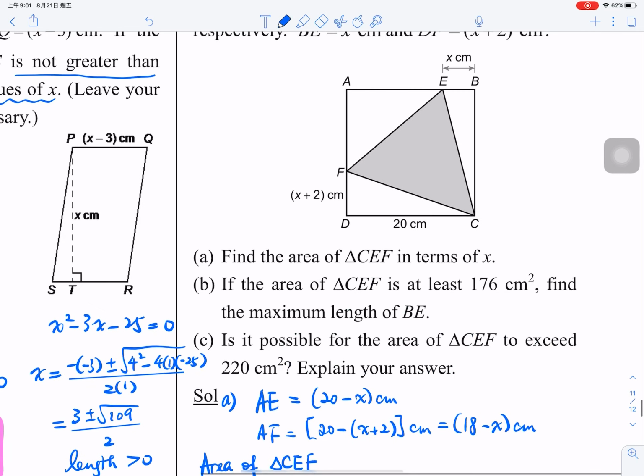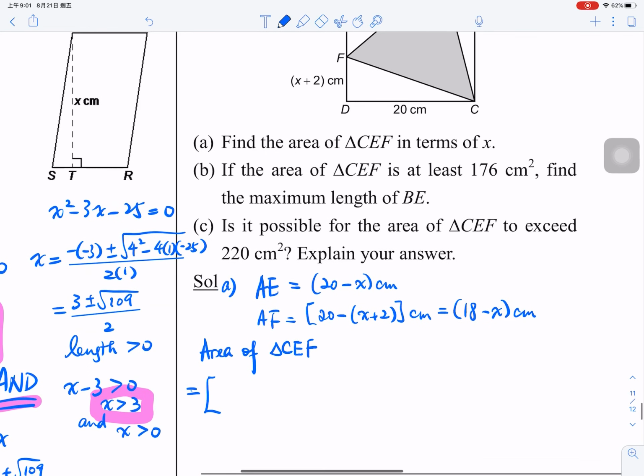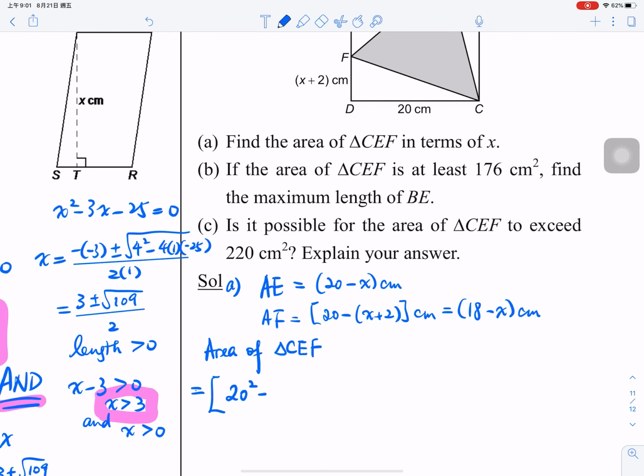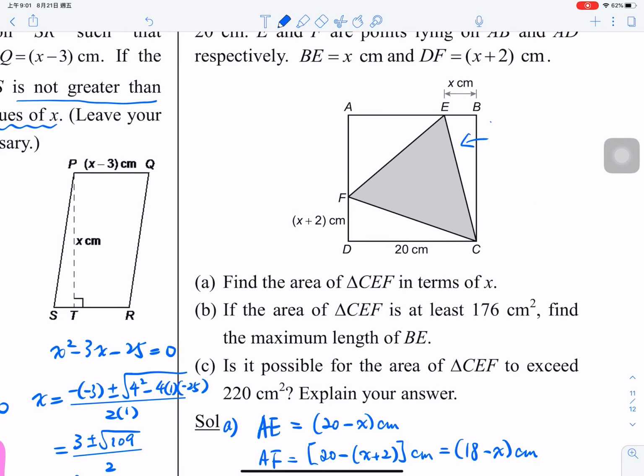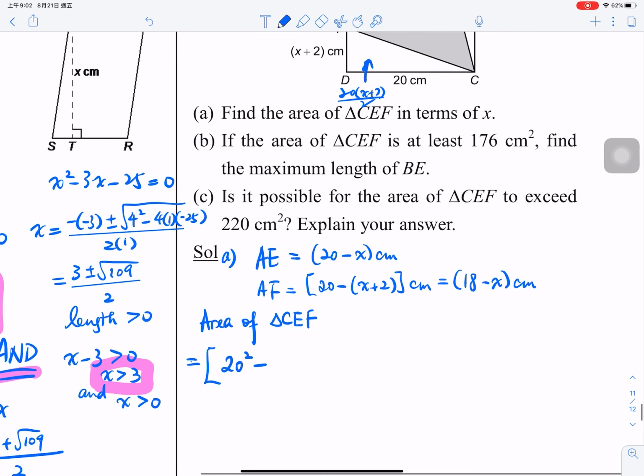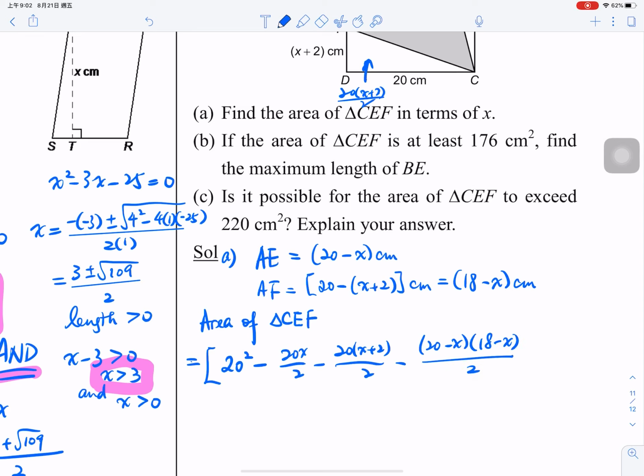First, area of square ABCD, so 20 square. Then minus this one, 20 times x over 2, right? How about this one? 20 times x plus 2 and then over 2, right? So 20x over 2 and then 20 times x plus 2 over 2. And the last one, AE times AF. And then all together over 2. All correct.